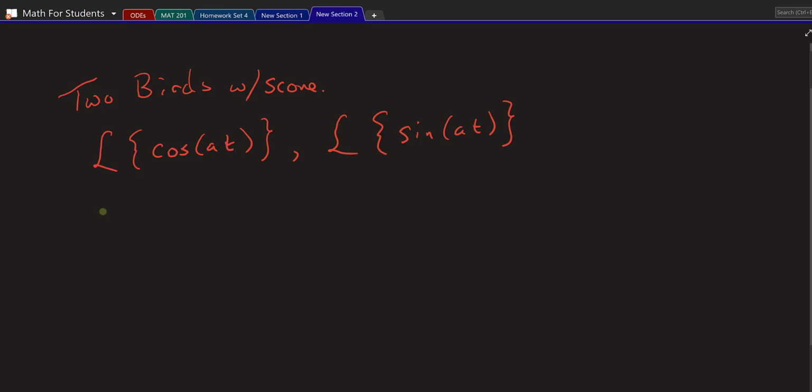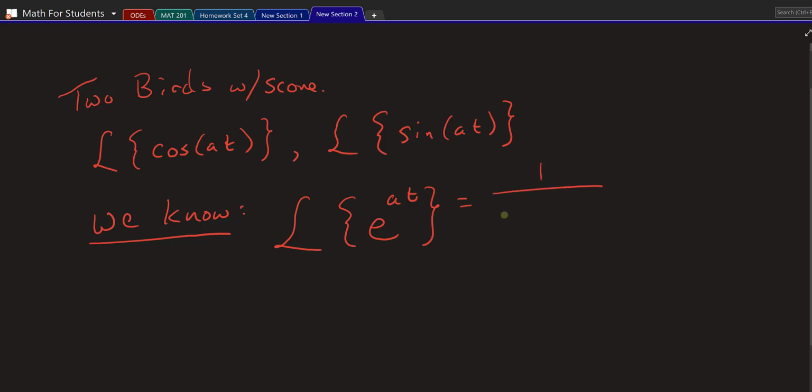And we're going to use it based upon already knowing the Laplace transform of e to the at. We derived this in class. We know that its Laplace transform is 1 over s minus a. Of course, this only holds; we only get convergence if s is greater than a.